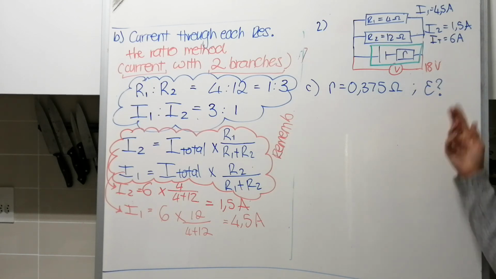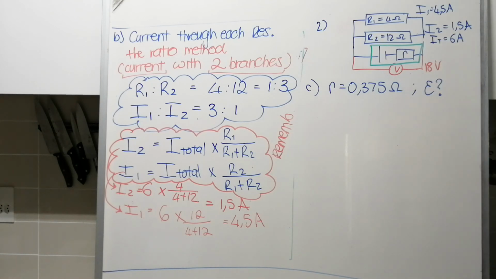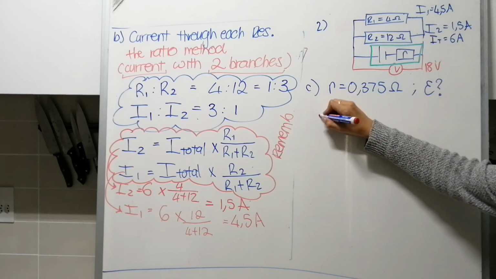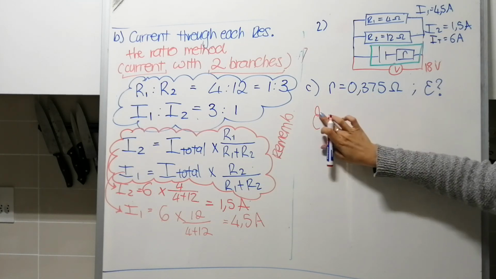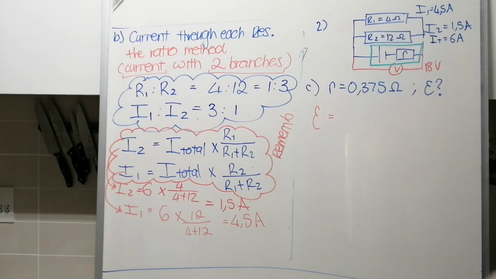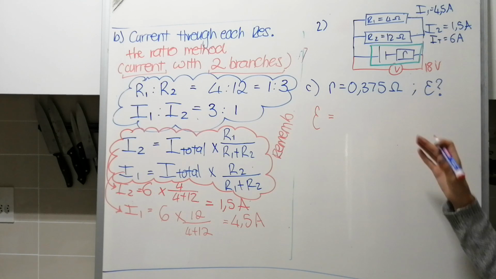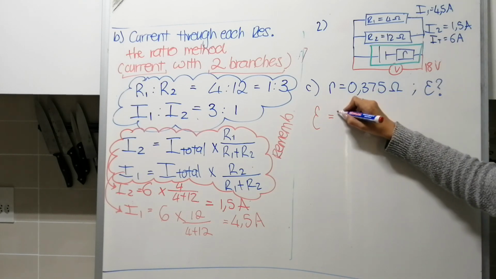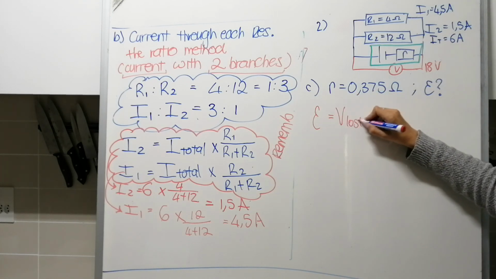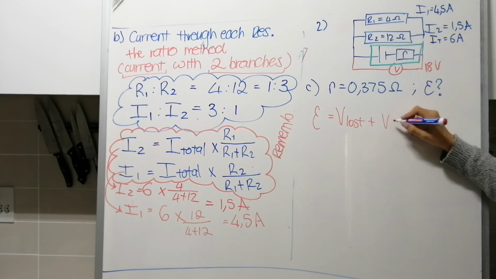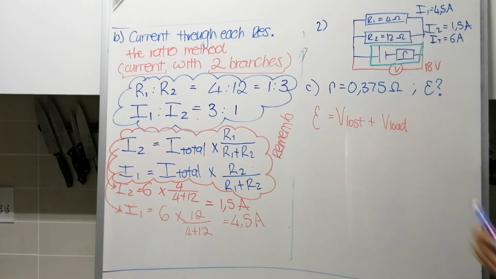As soon as you're asked for EMF, you're going to go ahead and write the EMF formula. Not the one on your formula sheet, unless you want to. You can use that one and then try and work backwards to a point where you can substitute in. I prefer to start at the beginning. So EMF equals V lost plus V terminal, or V load or V external, whichever one you prefer. And now we can expand.